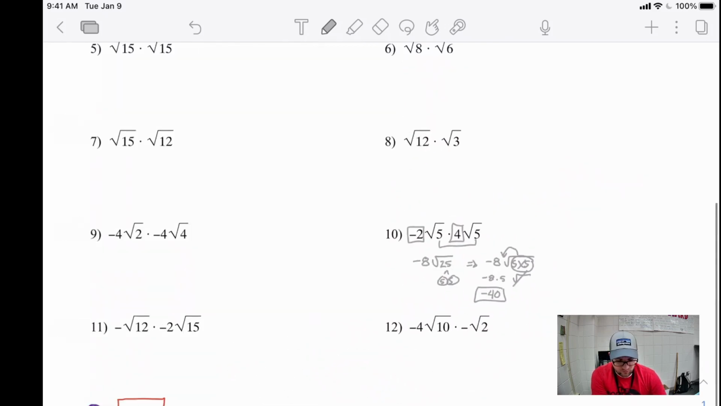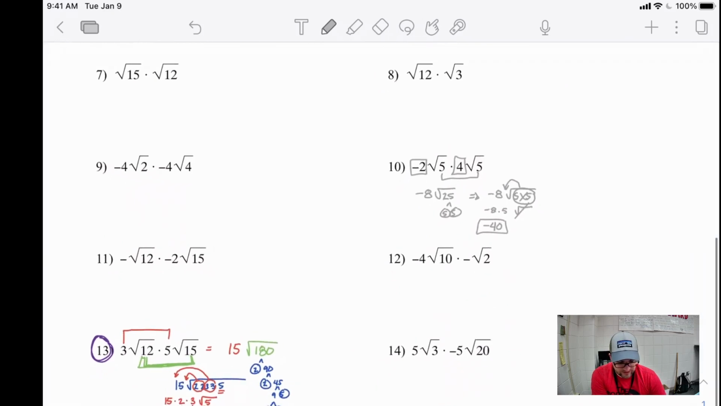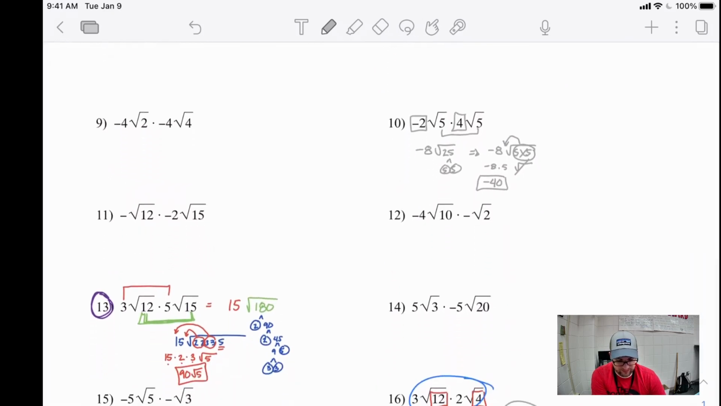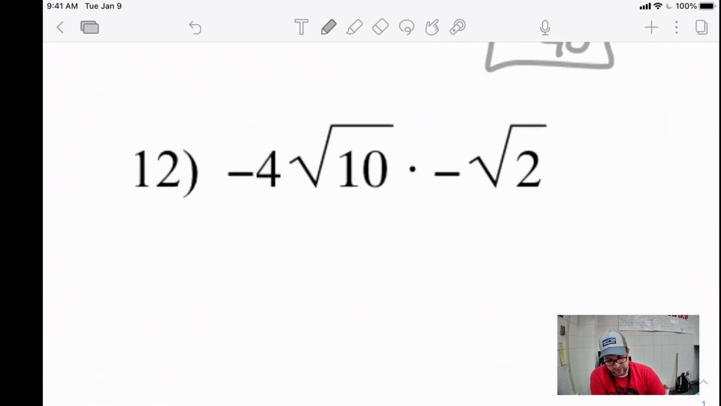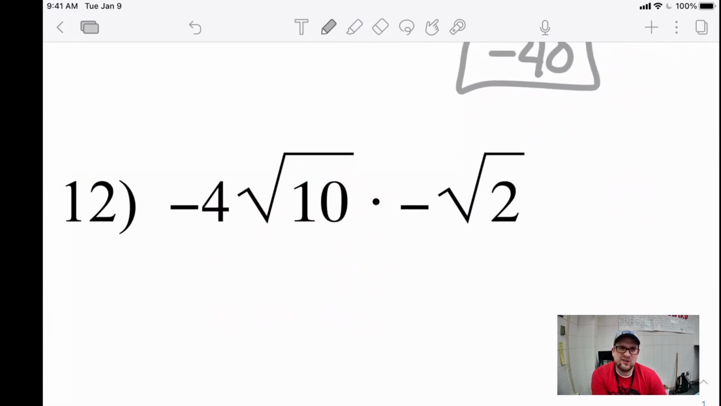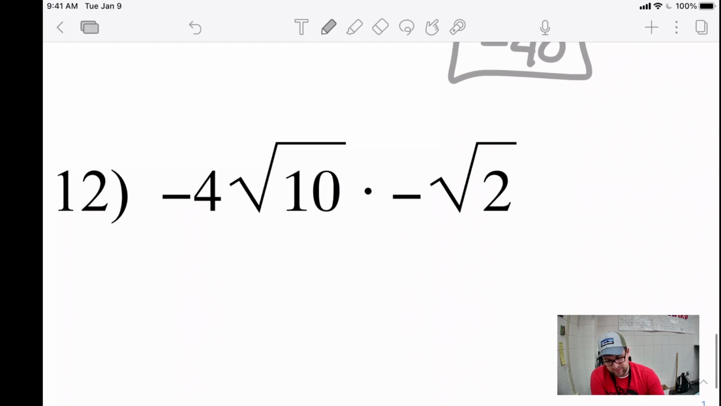Great. Well done, everybody. Now let's look at a slightly different problem. So what if we had, well, actually, how about this one right here? This looks like a good one. They don't both have an outside number, right? The 4 is there, sure, but this one just has a negative.